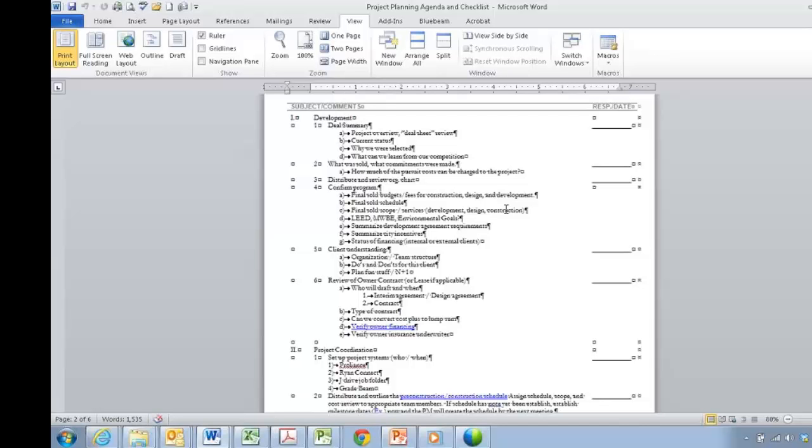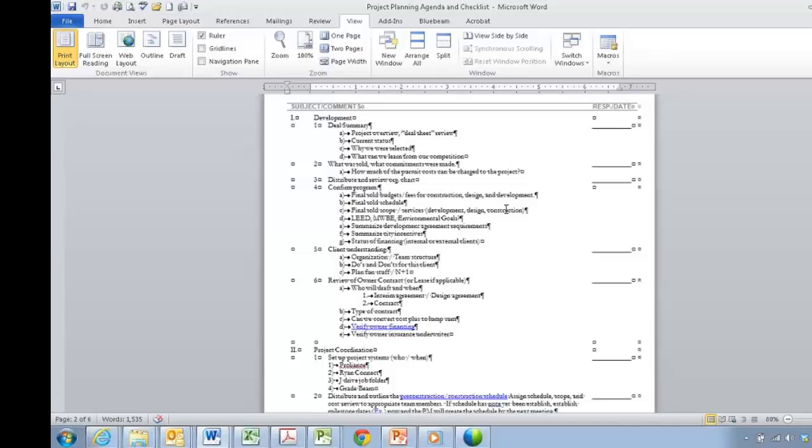So the first section here will talk about development. Obviously, if it's a third party, there's not a development to be speaking about. So while this is a great tool that can be taken off the shelf and used from a discussion standpoint, it still is a good idea to go through it to delete or add things that may be relevant to your specific project. First off, it's the deal summary.